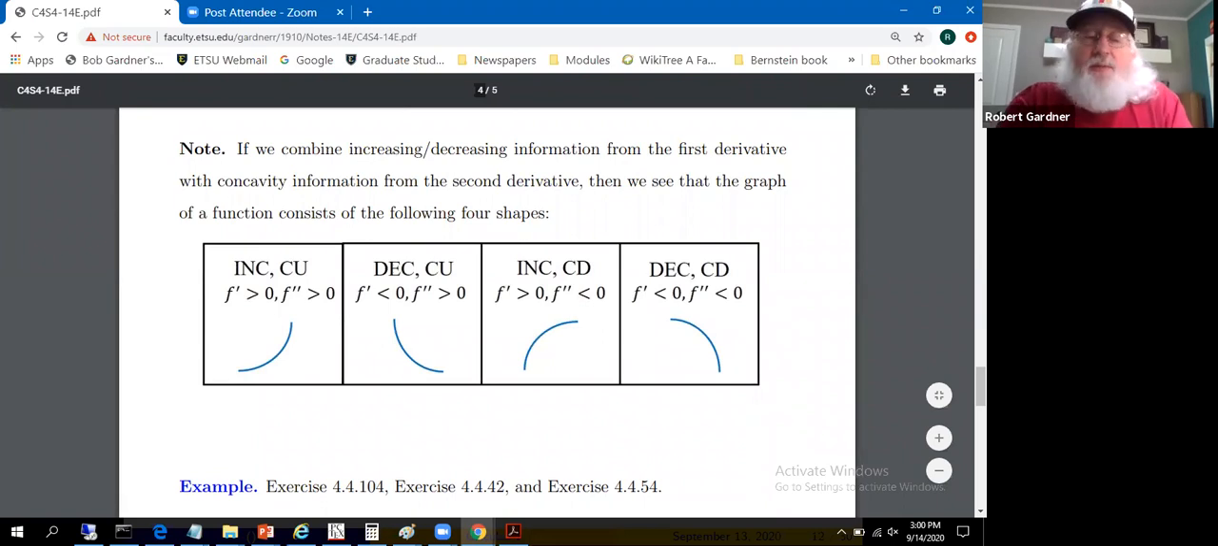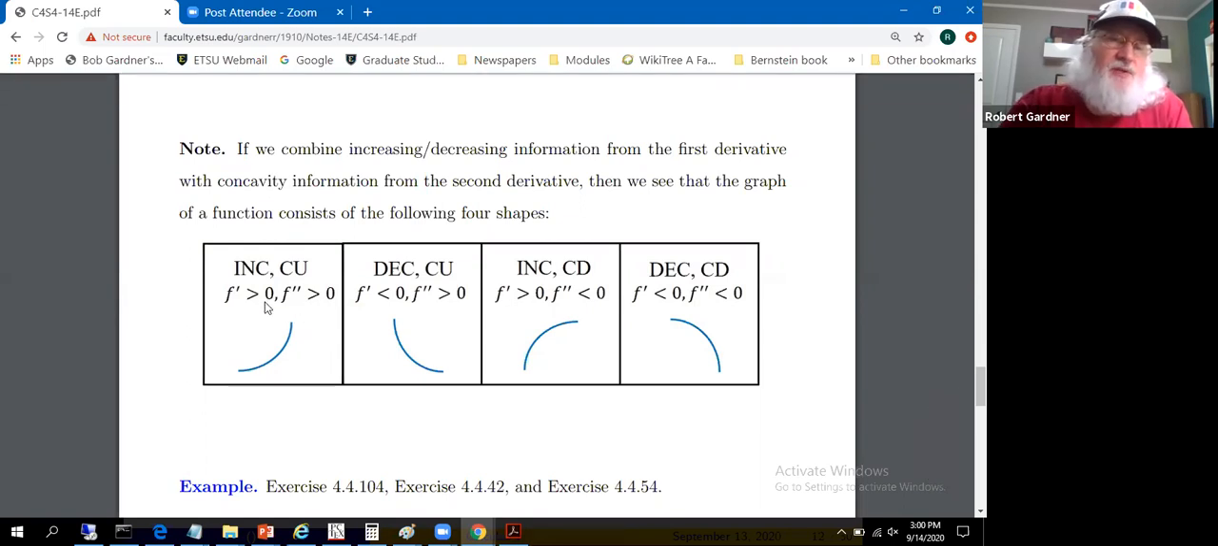What we'll do next is combine first and second derivative information. Suppose we had a positive first derivative and a positive second derivative. Positive first derivative tells you increasing. Positive second derivative tells you concave up. Combine those two pieces of information, we must have that the graph looks something like this. It's the right-hand piece of the smiley face.